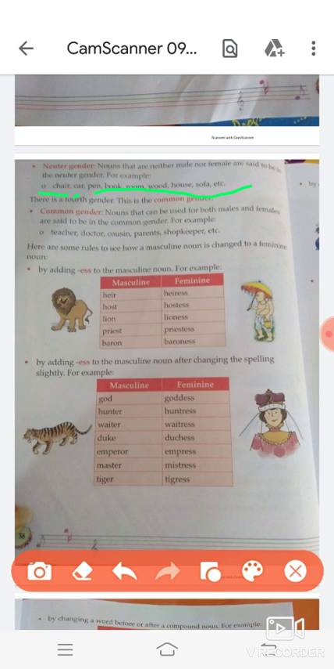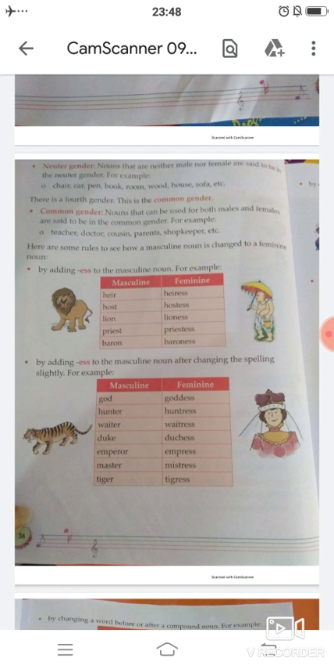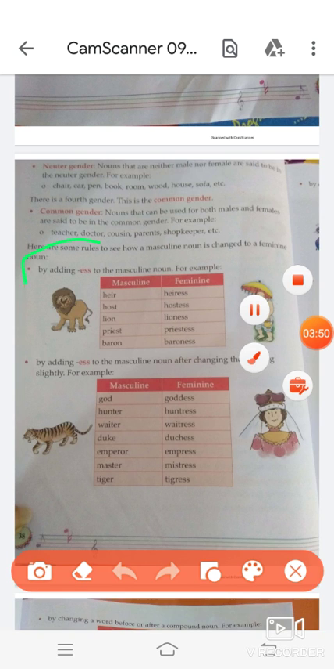Now there is the fourth gender, that is called the common gender. So what is common gender, students? Nouns that can be used for both males and females are said to be in the common gender. For example, teacher. Teacher can be used for both male and females. Doctor, cousin, parents, shopkeeper, etc.